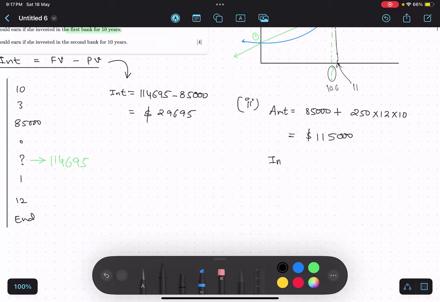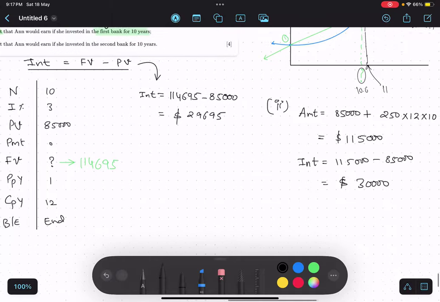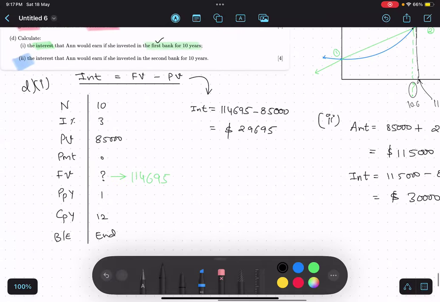So interest is the final amount, 115,000 minus 85,000. So how much interest are we getting? 30,000 we are getting. Is the question clear? Yes, sir. I hope we are done with all the parts. So that is it. This is a very important question for paper 2, paper 2 style of question.